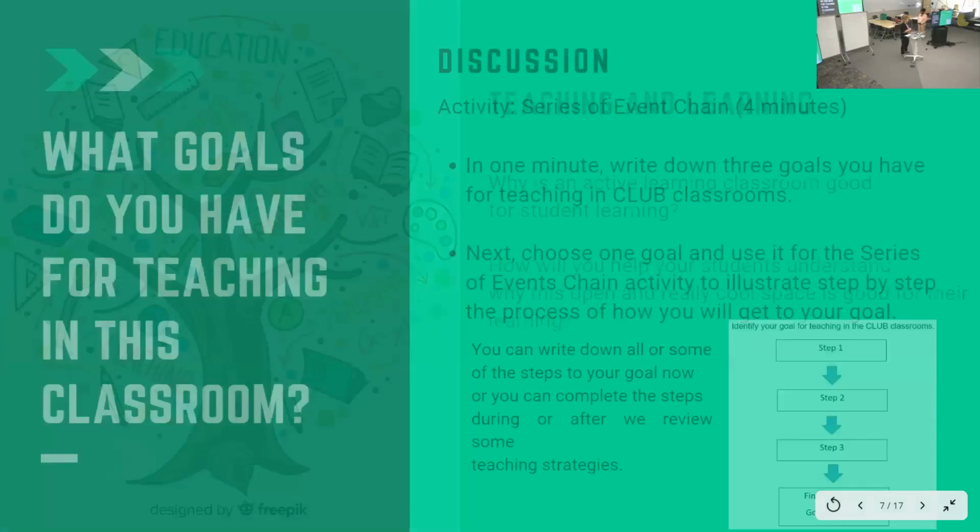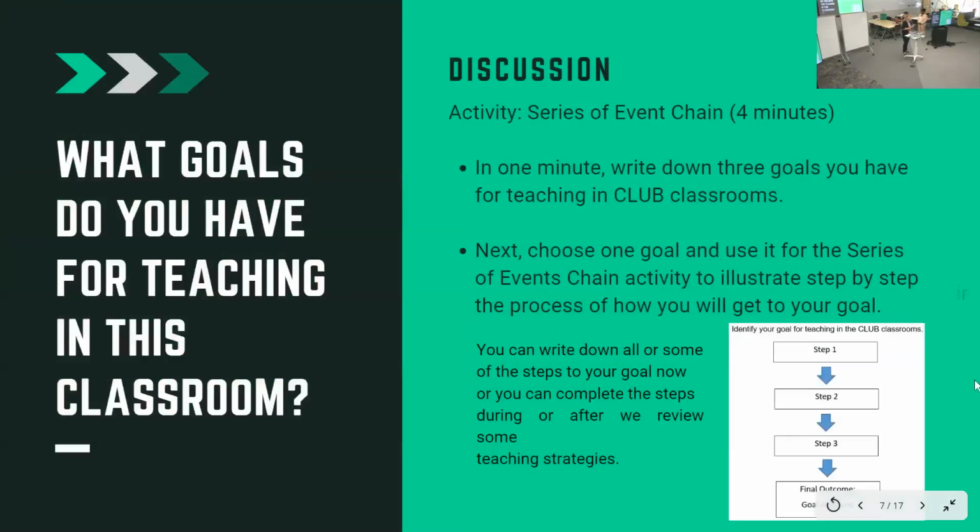So basically, in about a minute, write down 3 goals that you have for this classroom. Think about your teaching, think about this classroom, and then once you write down those goals, choose one, any one you want, the most challenging or maybe the least challenging goal that you have. And then I want you to write a series of events, the process of how you're going to get to this goal.